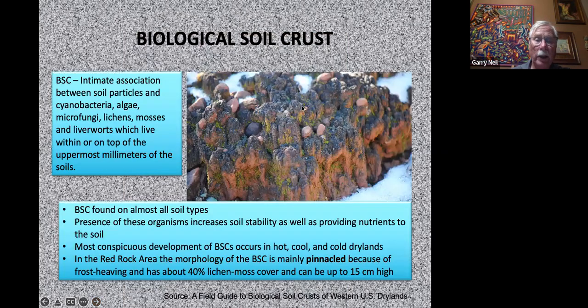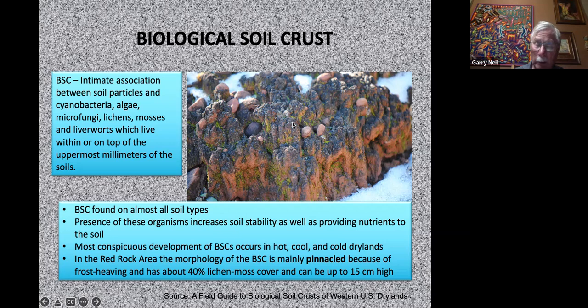This is what you'll normally see in the Sedona area. It's an unusual type of soil structure. It's called pinnacle soil. What happens is that because of the freezing and thawing of the soil when it's wet, it starts to rise and it forms these columns. And for some reason, the lichens and bacteria and everything else that is found in the soil loves this type of surface. And so, again, all this material, as it shows here, the cyanobacteria, algae, microfungi, lichens, mosses, liverworts, they live on top of this stuff.